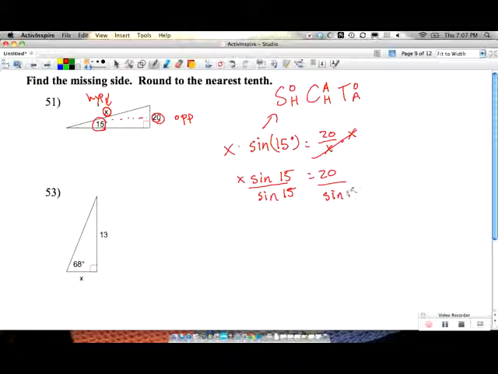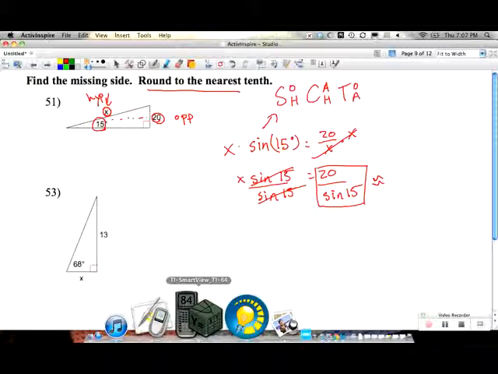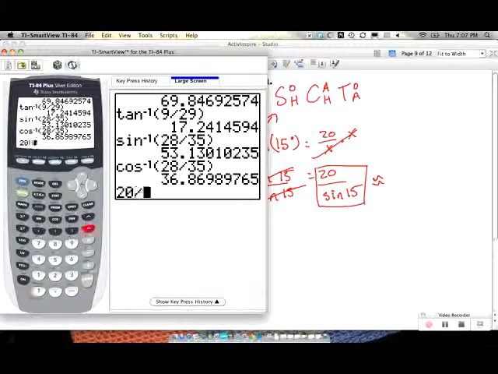Now that's a proper answer. That's actually very exact. But let's find the decimal approximation because it's asking us to round it. And that's probably what it's going to ask you on your test as well. So I'm going to do 20 divided by regular sine this time. I'm not going to do the sine inverse, just sine of 15 degrees. That gives me about 77. So this x right here equals 77.3.